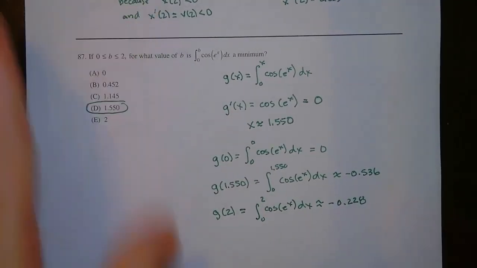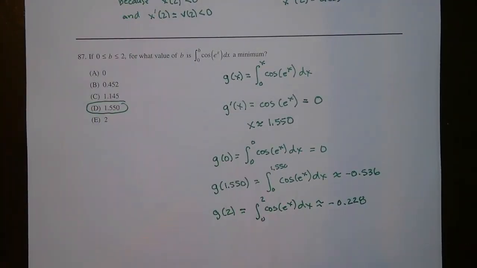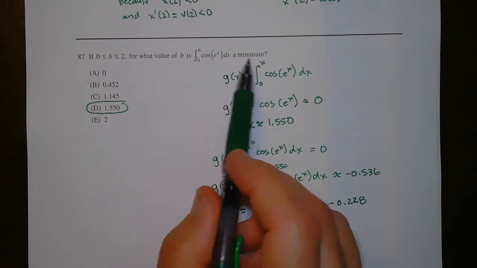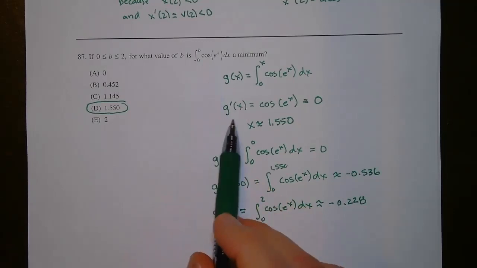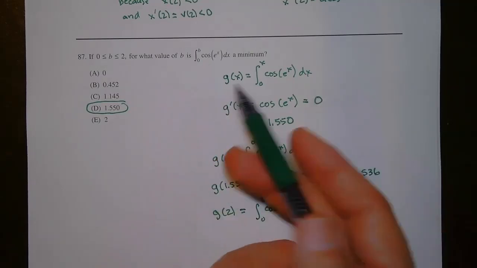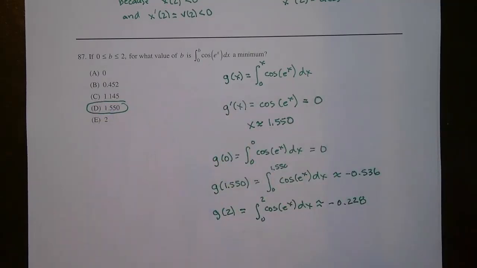Okay, so this is what we got, right? What's important is we're looking for a minimum. This is what we're trying to find the minimum of. So we had to take the derivative of it, and I just called it a new function, g of x, and I can do that. And this is happening at this b value, right here at 1.550. Okay, let's go to 88.